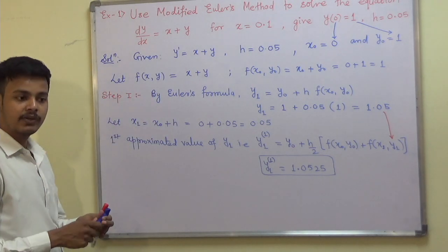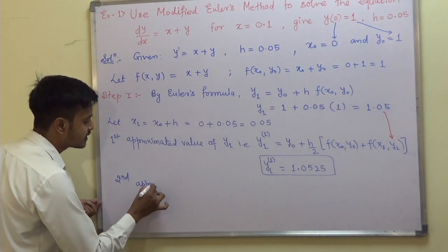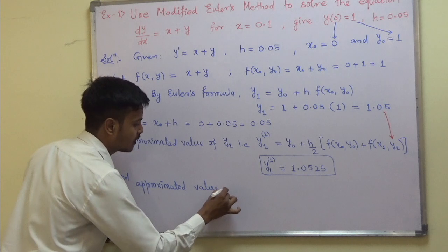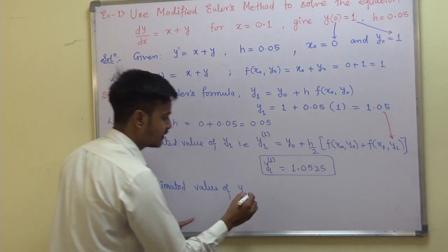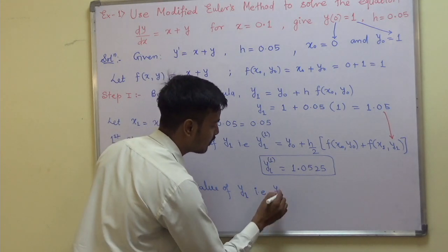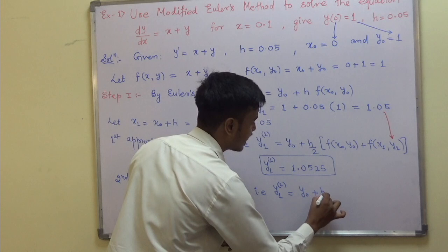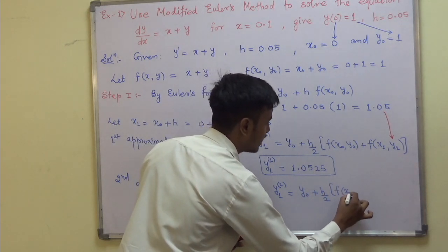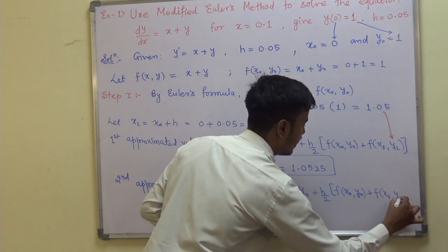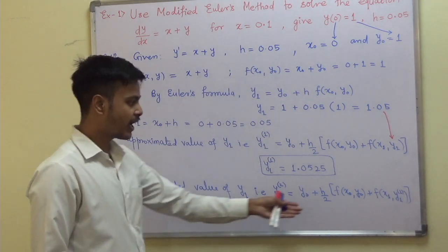Next, you have to find out the second approximated value. So you can just write here, second approximated value of y1. How do we write the second approximated value of y1, that is y12, which is given by y0 plus h by 2 into f of x0, y0 plus f of x1, y11. Okay, now again substitute all these values. You have all these values.